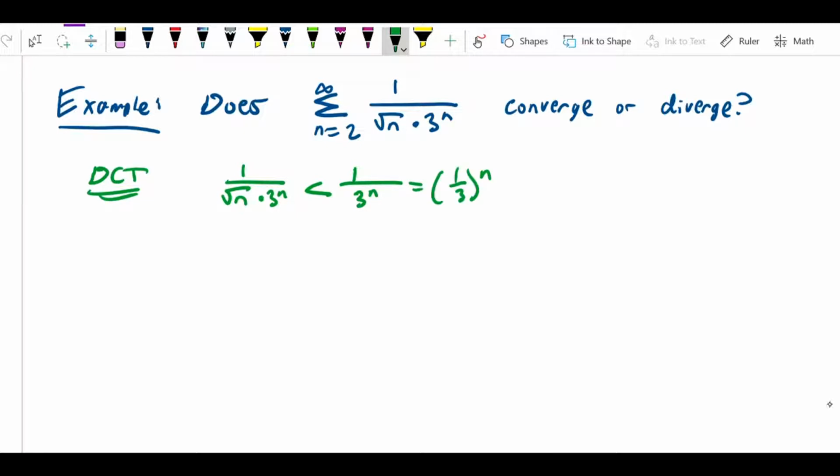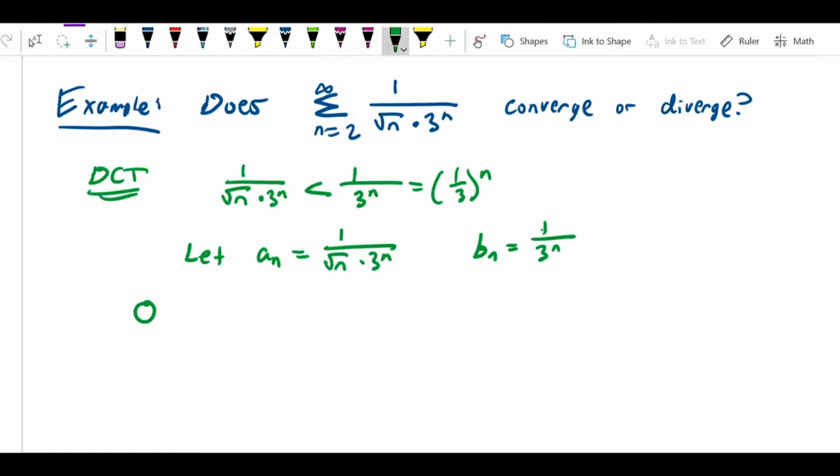So what I'm going to do is let a_n equal 1 over root n times 3 to the n, and b_n equal 1 over 3 to the n. In that case, I can easily see that, first of all, both of these terms are positive for all n greater than 2. There's nothing negative in either of these definitions.